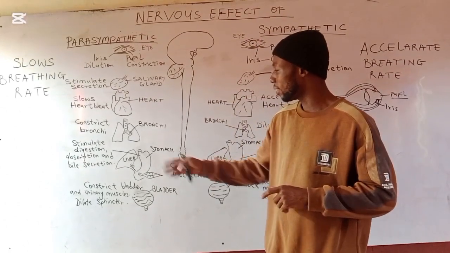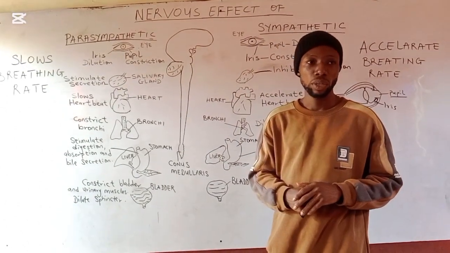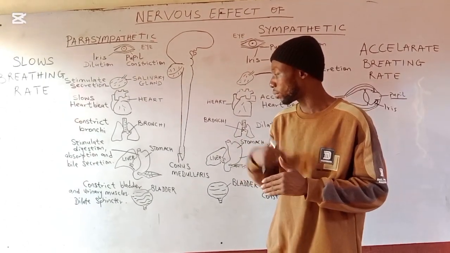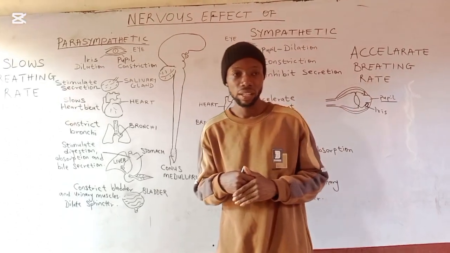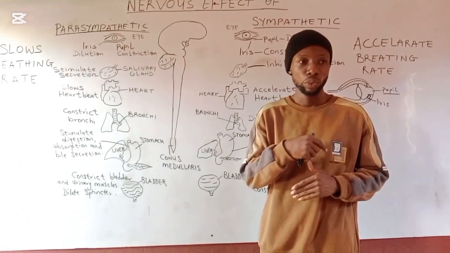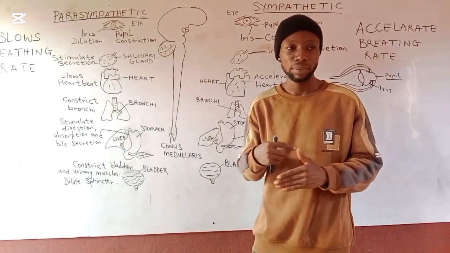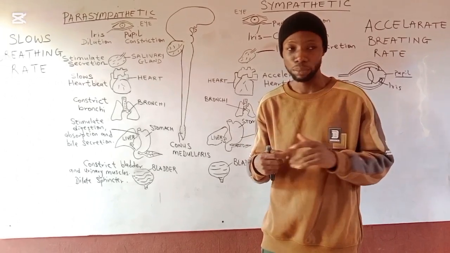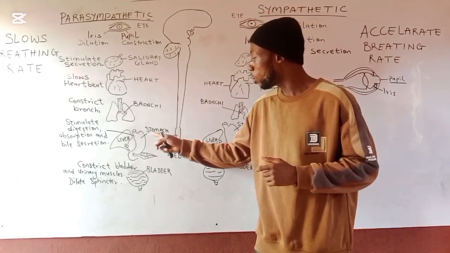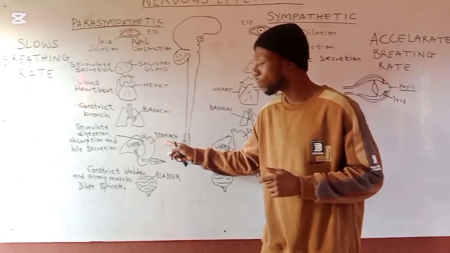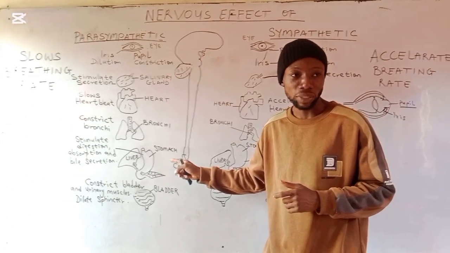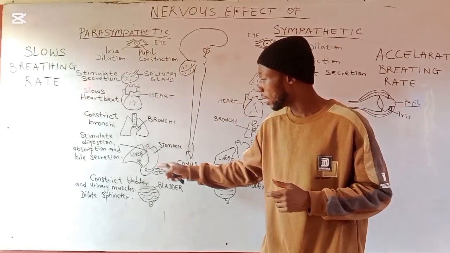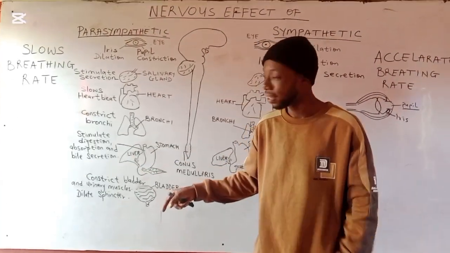Then the next here is the stomach. What happens when the food comes inside? From the stomach we have some digestive enzymes that facilitate food digestion in the body. So there will be secretion of gastric juice that supports digestion in the stomach. Then the liver will secrete bile.